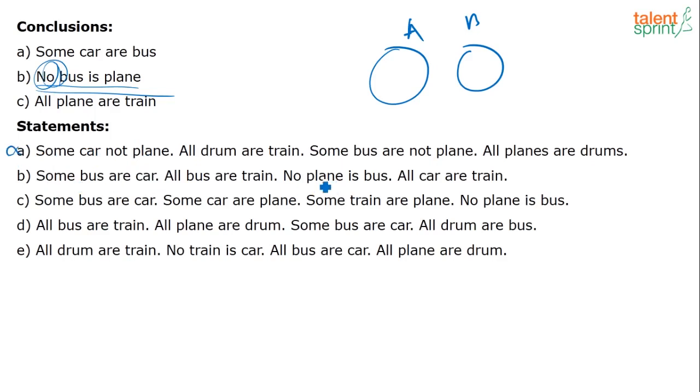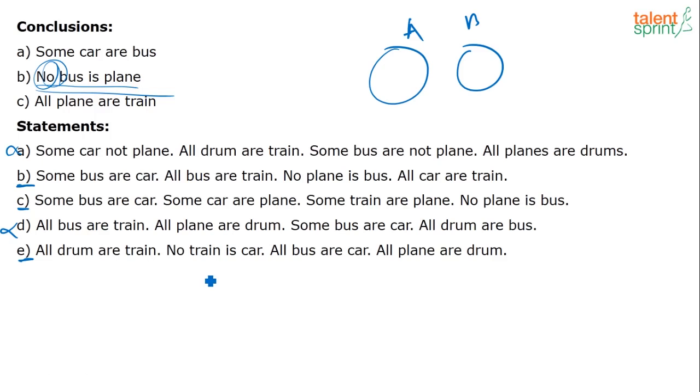Now look at this statement. Yes, there is no plane is bus. So this option I am going to take. Now next statement. Here again, one more negative statement is here. So I am taking this. Now this statement I am going to eliminate because all are positive and particular statements given. Again here, yes, there is a negative statement, no train is car. So I am going to consider options B, C and then E.